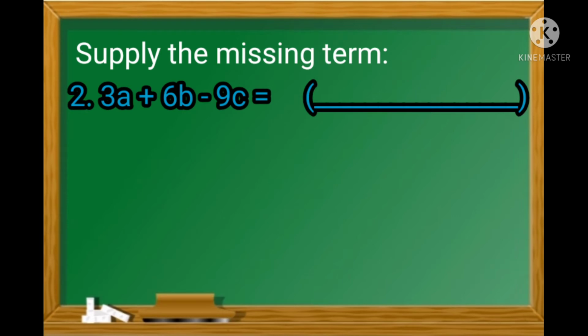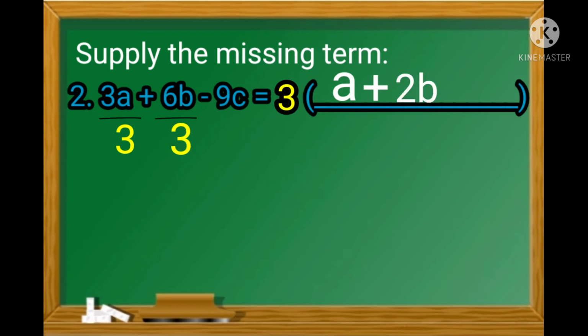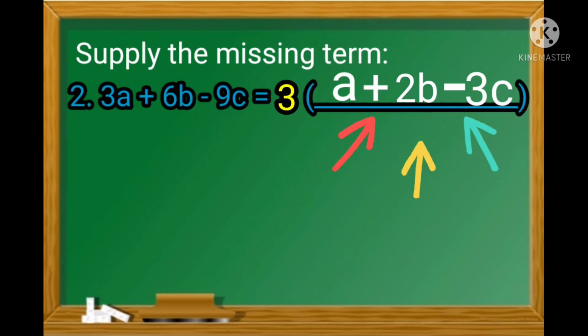Try to check if we have the same GCF, which is 3 only, since there is no common variable in each term. To find the second factor, we will divide each term in the given polynomial by its GCF. That is 3a over 3. The answer is a. Plus 6b divided by 3, the quotient is 2b. Minus 9c over 3, the quotient is 3c. Therefore, the missing term is a plus 2b minus 3c.